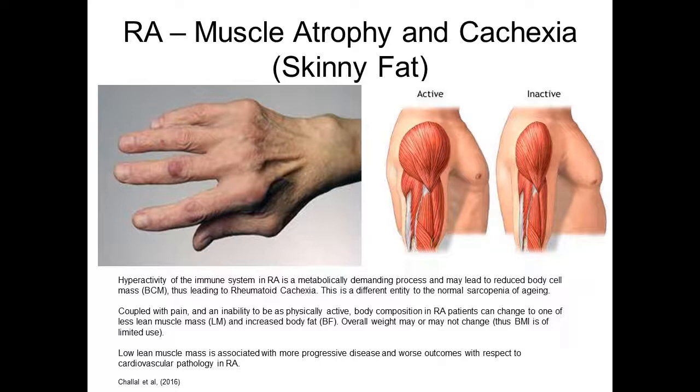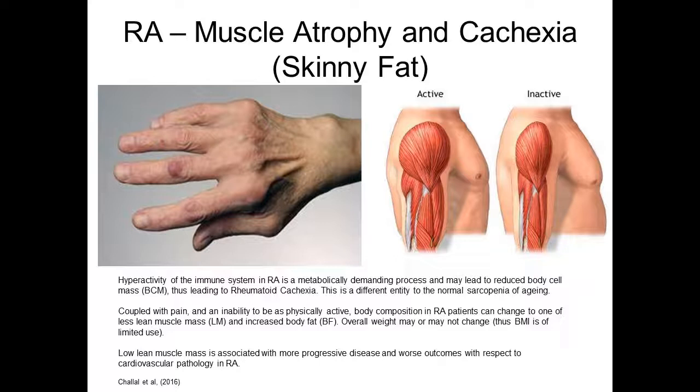And we've already looked at the evidence on how having less lean muscle mass impacts physiology, potentially giving more fat cells releasing pro-inflammatory molecules, which in conditions like rheumatoid arthritis is going to make the whole situation worse. So coupled with pain and an inability to be as physically active, body composition in rheumatoid arthritis patients can change to one of less lean muscle mass and increased body fat. Overall weight may or may not change, and thus BMI is of limited use. We've said that low lean mass is associated with more progressive disease and worse outcome with respect to cardiovascular pathology in RA.